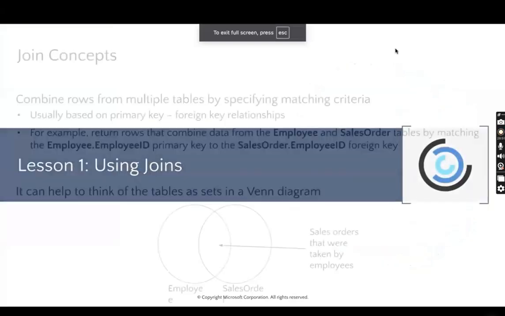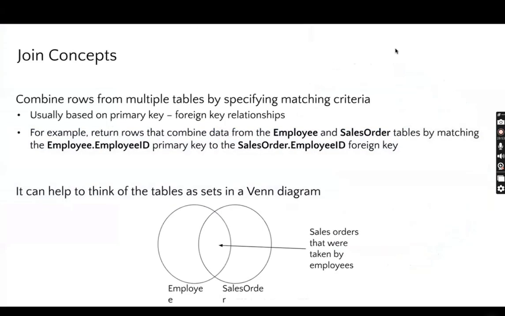So here, using joins. As we discussed, what will the join do? A join will basically combine the rows from multiple tables by specifying the matching criteria. It is usually based on the primary key and foreign key relationship as well. For example, if you want to return rows that combine data from the employee and sales order tables by matching the employee ID primary key to the sales order's employee ID foreign key.